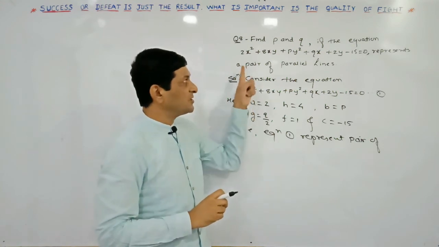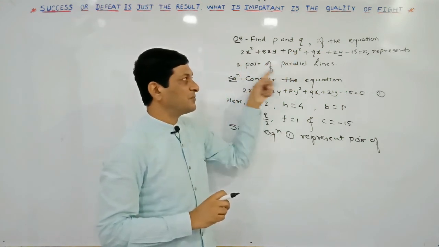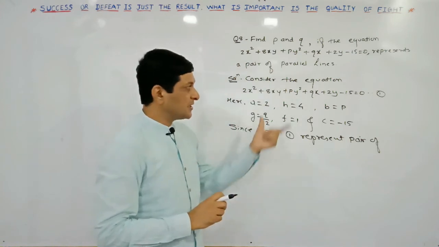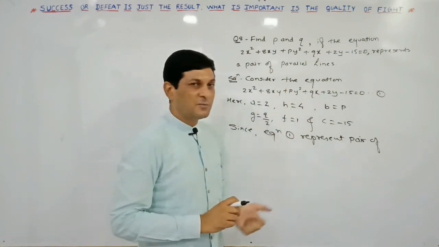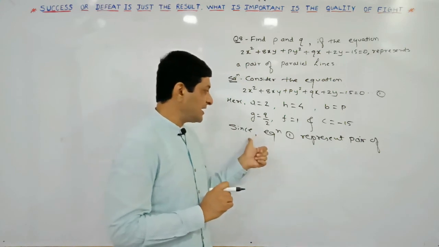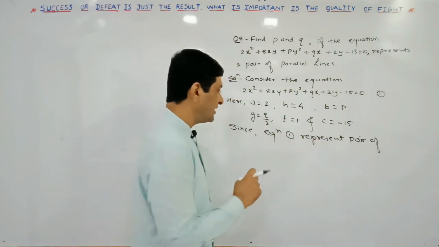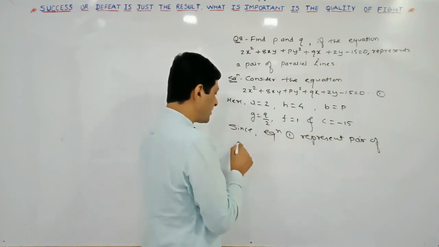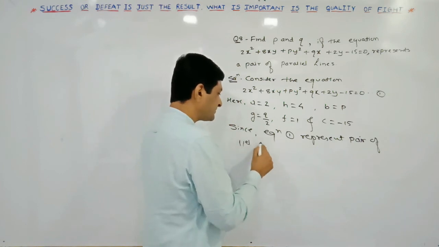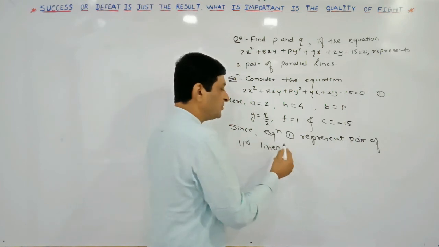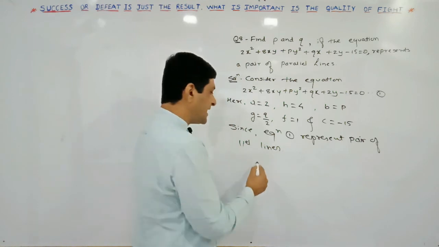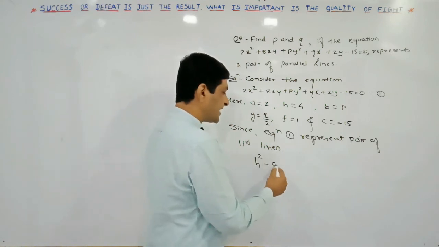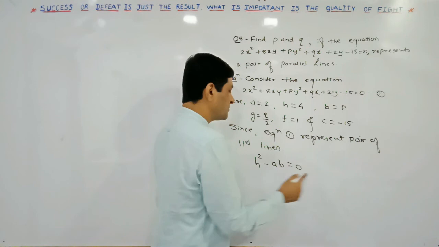What is the given condition? That the lines represented by this general equation are parallel to each other. This general equation we have denoted by equation number first. And what is the given condition? That the lines represented by this equation represent a pair of parallel lines. And we know that if lines are parallel, at that time which condition is satisfied? That h square minus ab will be equal to 0.